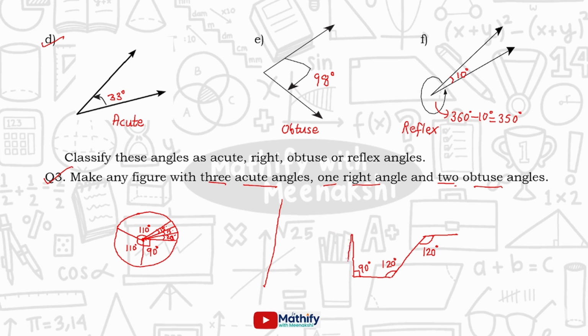Then just draw 3 acute. So I will draw like this. This is one acute, one more acute, and then one more acute. And just measure this and write that. I'm writing it's 20, it's 10, and then this is also 10. For this we have so many answers, so you can draw any one. Now let's move to the next question.